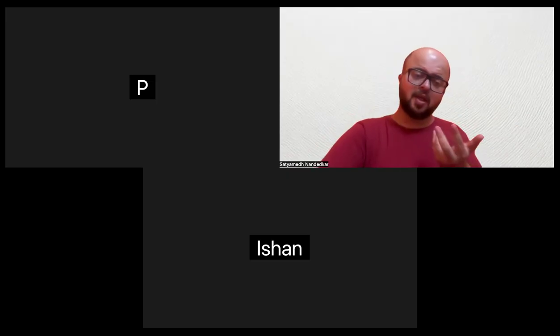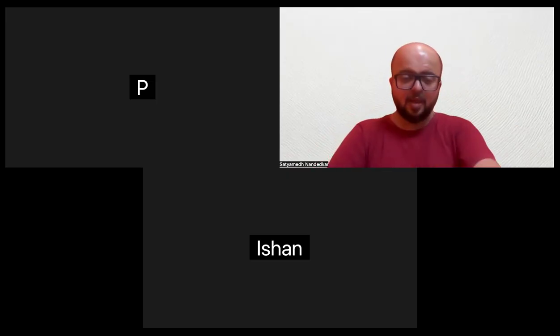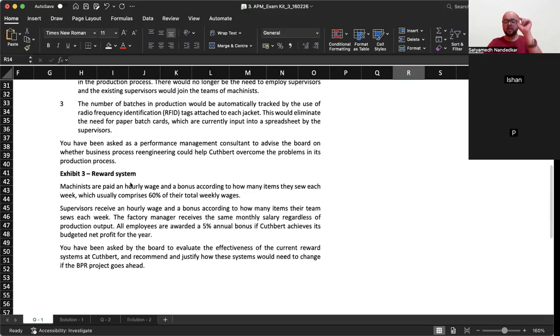when you are evaluating the current reward system, आपको पूछा क्या है? Please try to understand and only then frame the answer. Evaluate the effectiveness of current reward systems. The word effectiveness means, are you able to achieve the target you set out for? So, evaluate the effectiveness means check whether current rewards, first of all, explain what is the current reward system, then verify whether this system is able to achieve the targets or the objective with which you had started, and recommend and justify how these systems would need to change if the BPR project goes ahead.